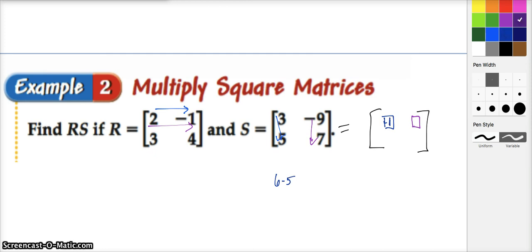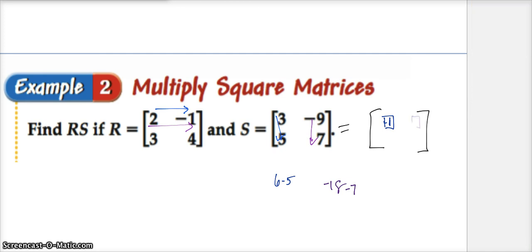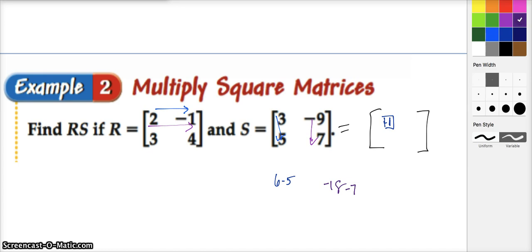And now let's do the other one in purple. 2 times -9 is -18. -1 times 7 is -7. So -18 minus 7 is going to be -25. And let me give myself a little bit more space here. -25. All right. And now I need to do the other ones.